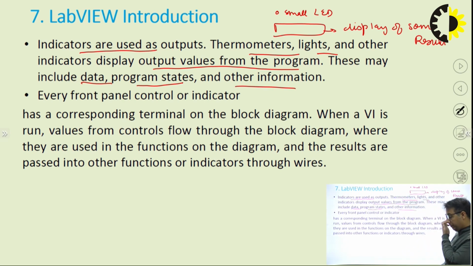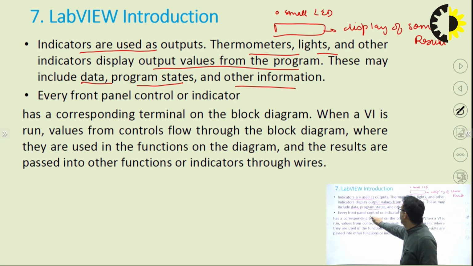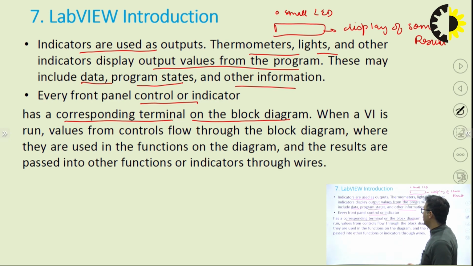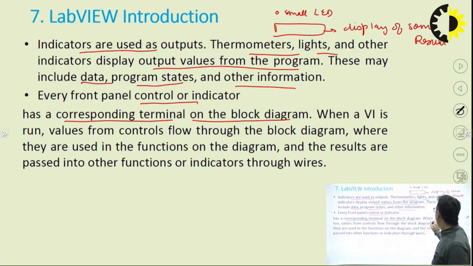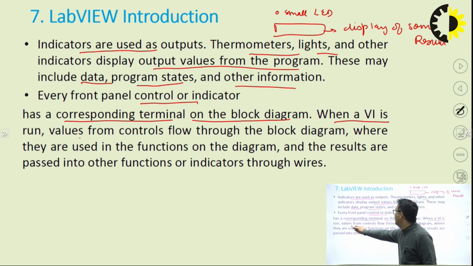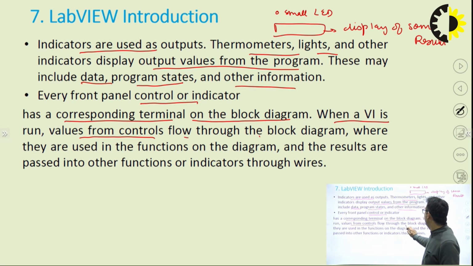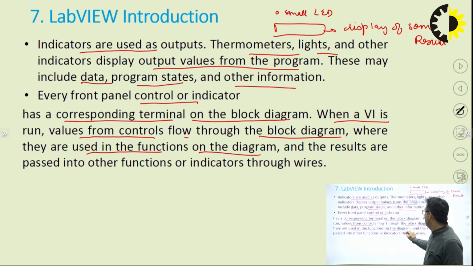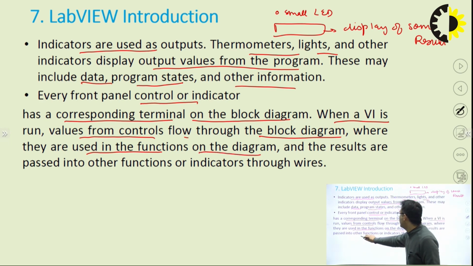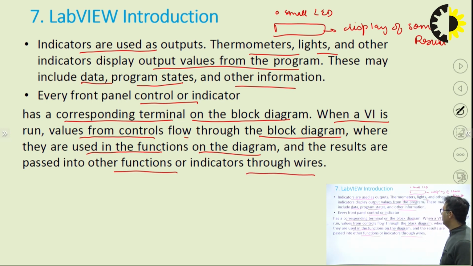So every front panel control and indicator has a corresponding terminal on the block diagram. Whatever icon we are using on the front panel has its respective terminal on the block diagram. When the VI is running, the values from the controls flow through the block diagram, where they are used in the functions on the diagram. The results are passed on to other functions or indicators through wires.